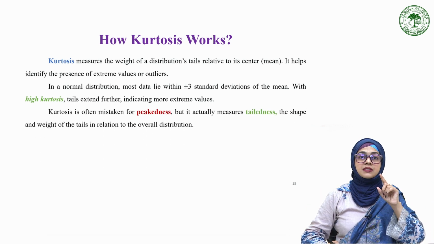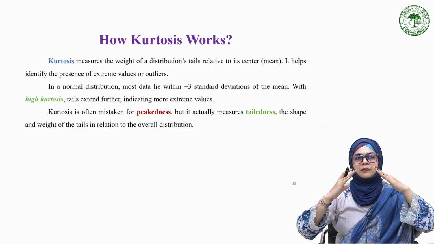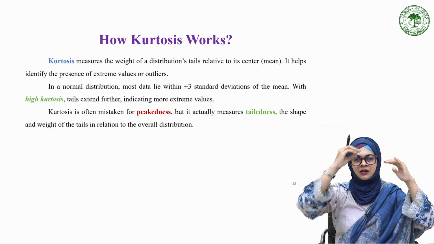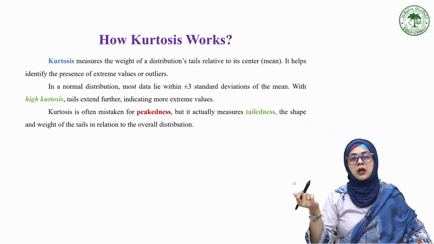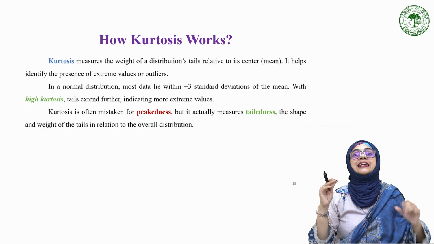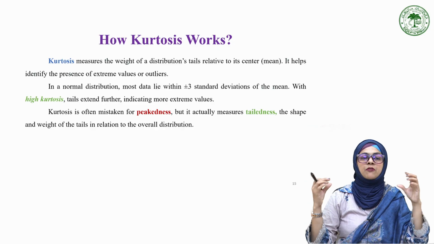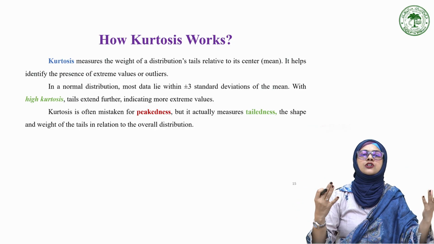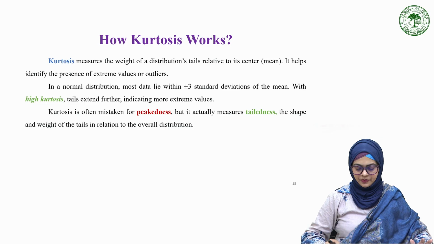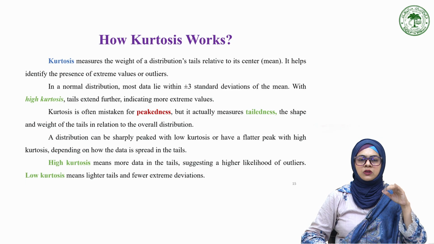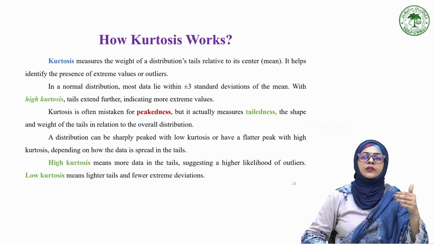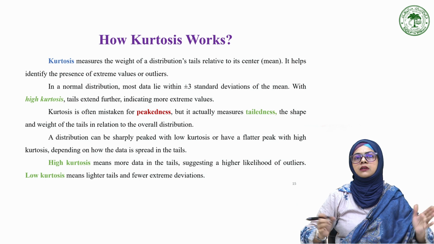Kurtosis is often mistaken for peakedness. The peak of the normal probability curve is usually confused with it, but kurtosis actually measures the tailness, the shape and weight of the tail in relation to its overall distribution. A distribution can be sharply peaked with low kurtosis or have a flatter peak with high kurtosis, depending on how the data is spread in the tails.